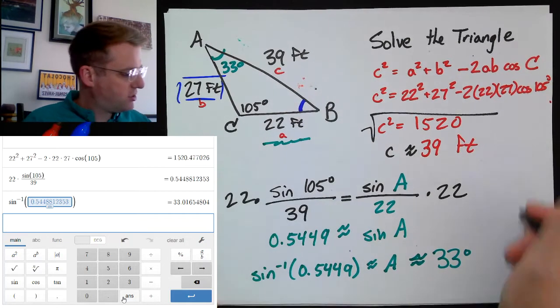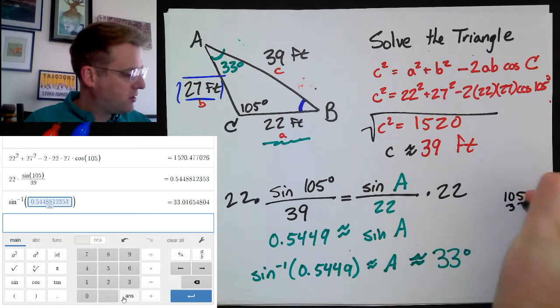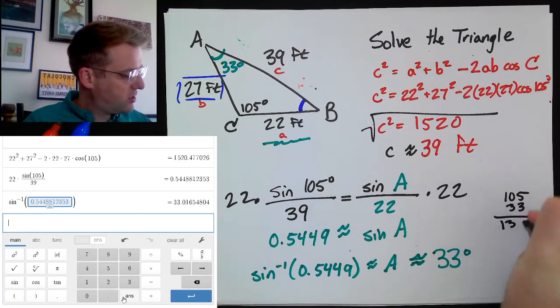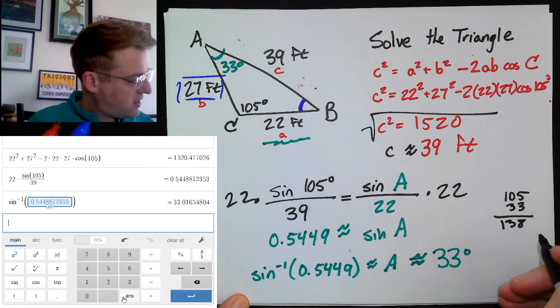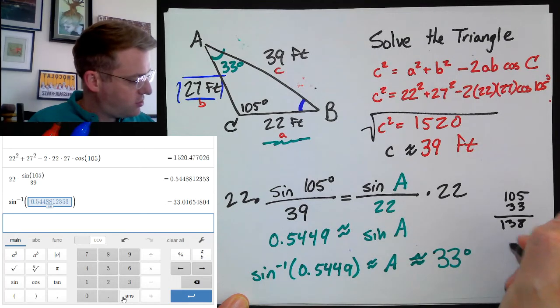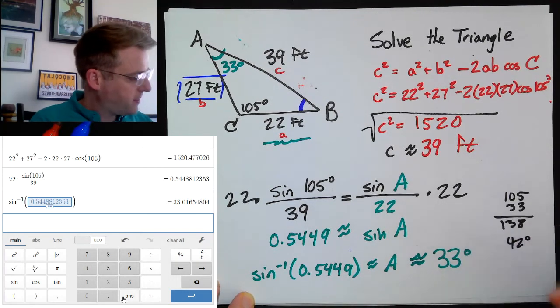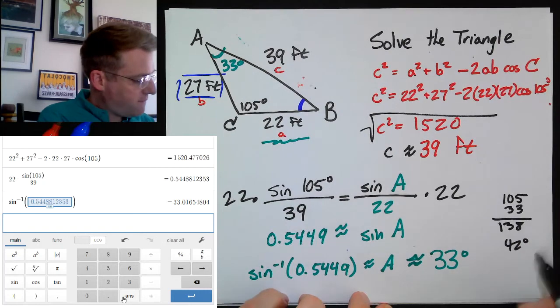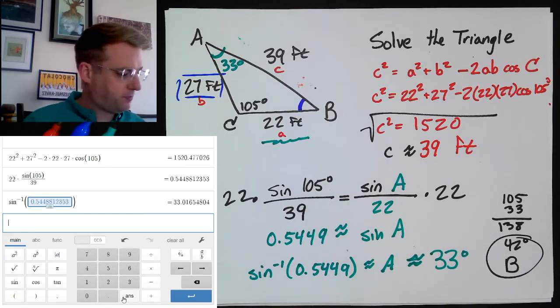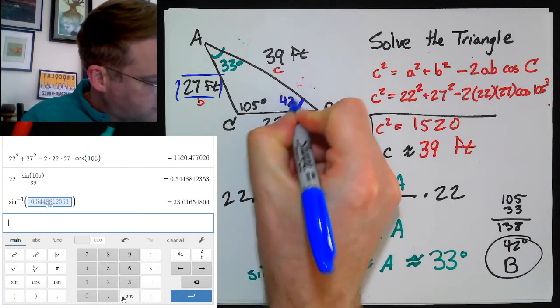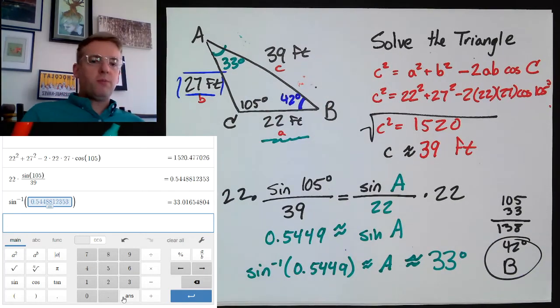105 plus 33 is 138. To make 180, I would need another 42 degrees. So 42 degrees must be B. These problems really do fill up the paper, but you can always take extra paper.